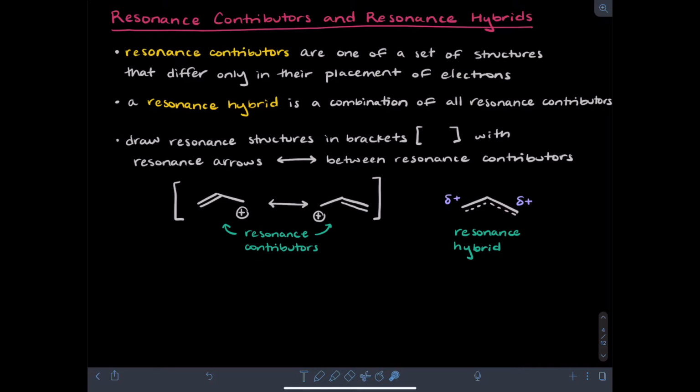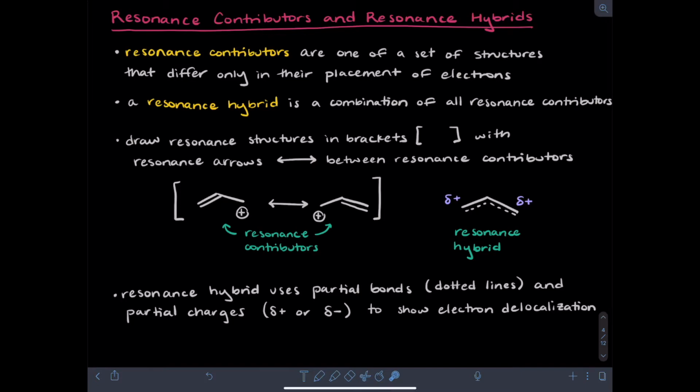The way I draw charges in my resonance hybrid is anywhere that's charged in my resonance contributors has that same charge, but it's a partial charge in the resonance hybrid. So notice that carbons 1 and 3 are charged in my resonance contributors. In my resonance hybrid, carbons 1 and 3 will each have a partial positive charge instead. We're trying to come up with a way of essentially averaging all of our resonance contributors together into a single structure. So to summarize, in our resonance hybrid, we use partial bonds and partial charges to show how our electrons are delocalized or spread throughout our molecule.